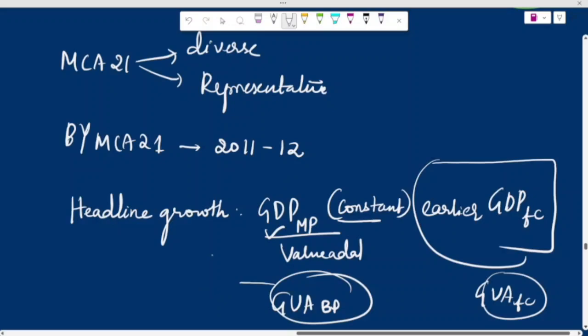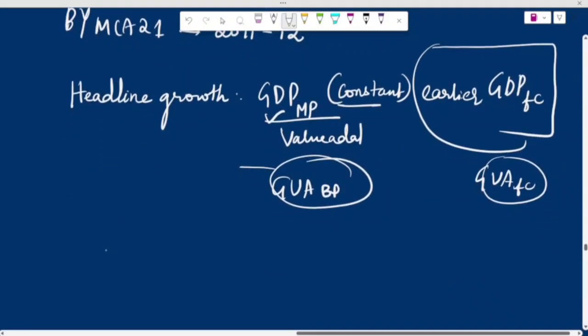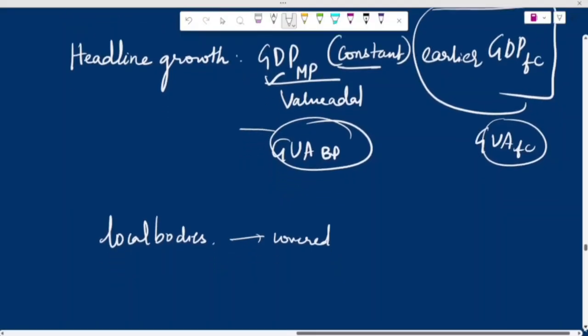Fine. Then, so coverage of the financial sector also will be there. SEBI, PFRDA, IRDA will be there. Then local bodies are also covered, and autonomous institutions also covered under this MCA-21 database. Then I told you that we are compliant with SNA.